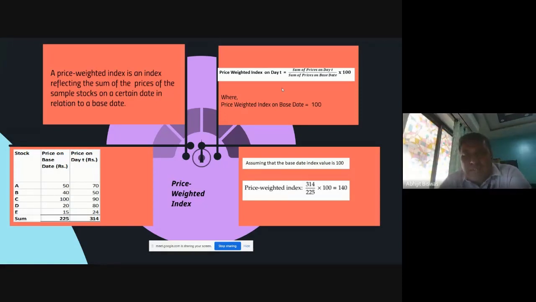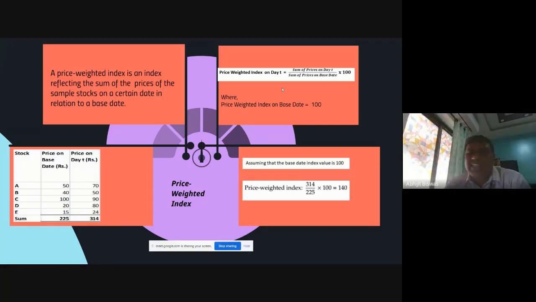Let us take an example. As you can see out there, suppose I'm talking about an index which consists of only 5 stocks. Here I have taken just a small example just to make you understand the concept first. So suppose there are 5 stocks in an index, or a portfolio. So price on the base date. Base date could be any date, but once that is decided, that will be fixed. So price on the base date, suppose it was 50 for stock A, 40 for stock B, 100 for stock C, 20 for stock D, and 15 for stock E.